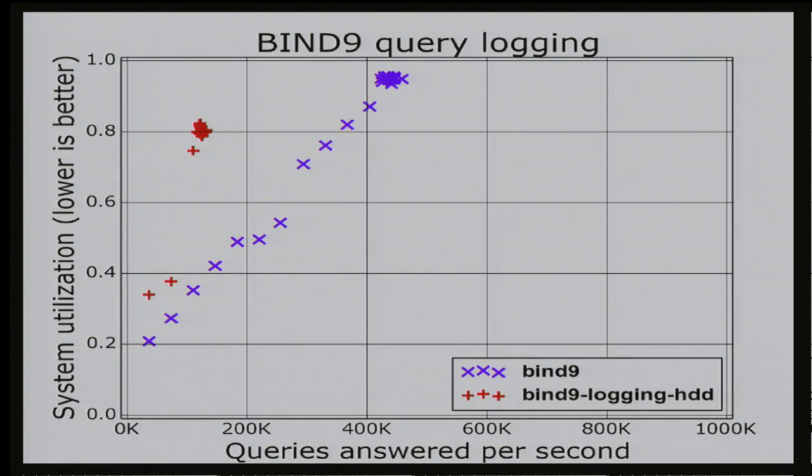Here's what happens with bind 9. The purple plot is the baseline from the previous graph, and the red is what happens when you turn on query logging and tell it to write to a file on your disk. All the data points are concentrated towards the upper left of the graph, so it's shifting the performance in that direction. And obviously it's dropping a lot of queries under load compared to the baseline case where we're not doing any logging.